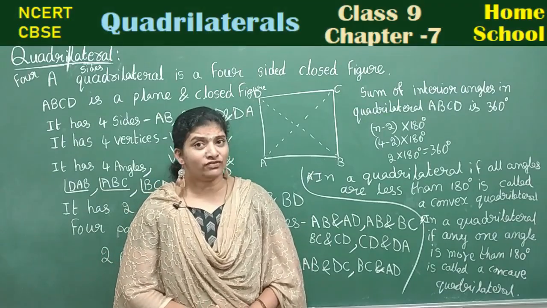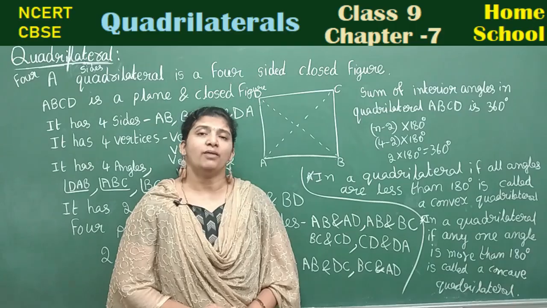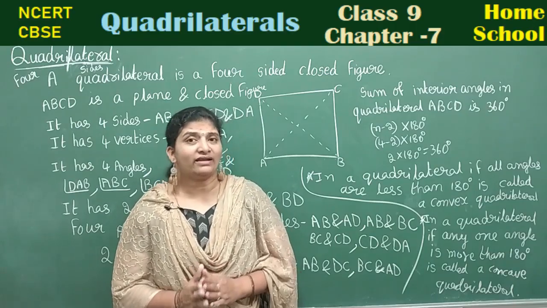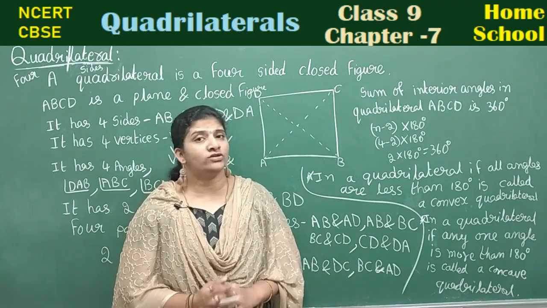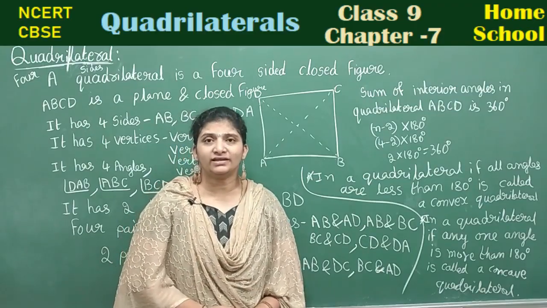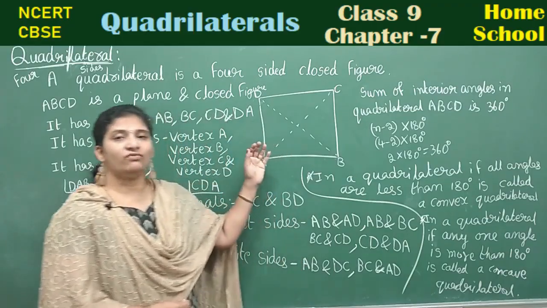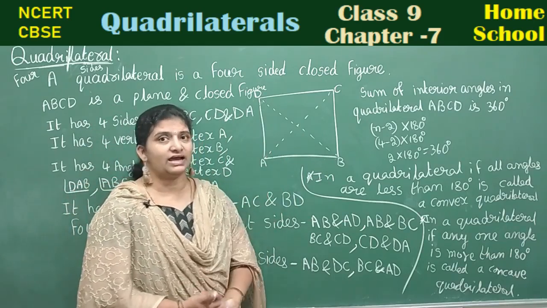Quadrilateral is one of the polygons. It is a closed figure with line segments. How many line segments does it have? 4 line segments. Quadri means 4, lateral means sides. It has 4 sides. A quadrilateral is a 4-sided closed figure. We have taken one figure and we found out everything we need to understand here.